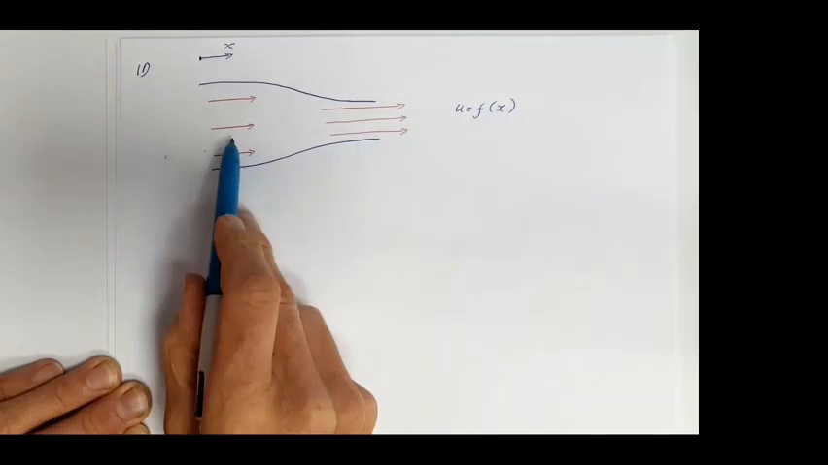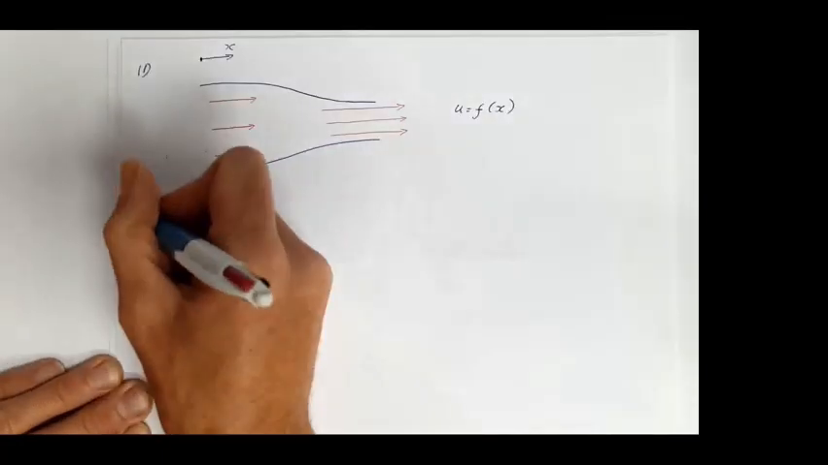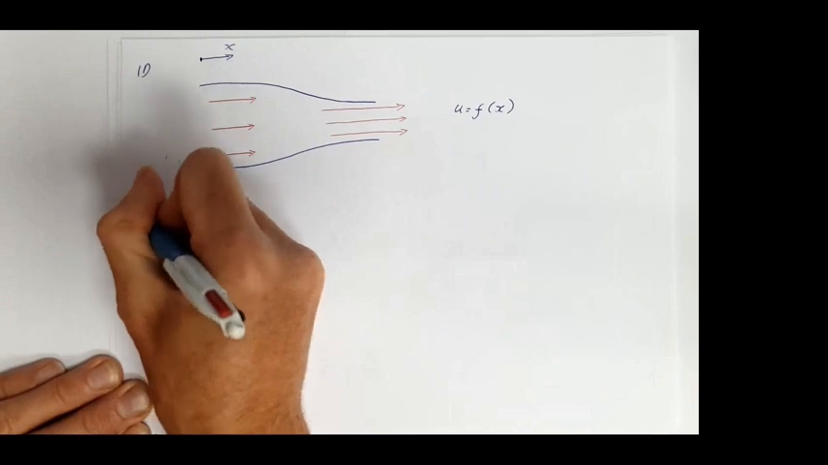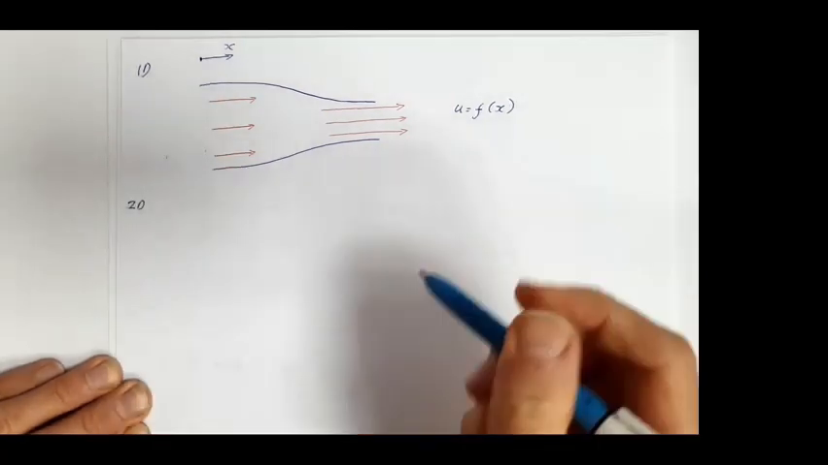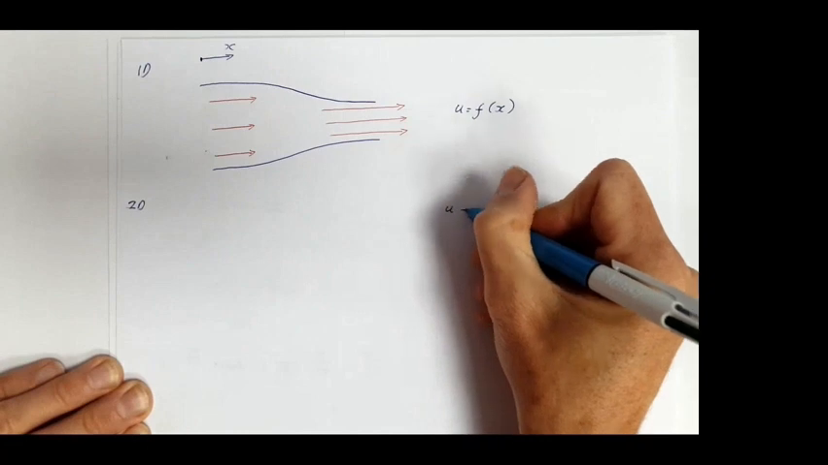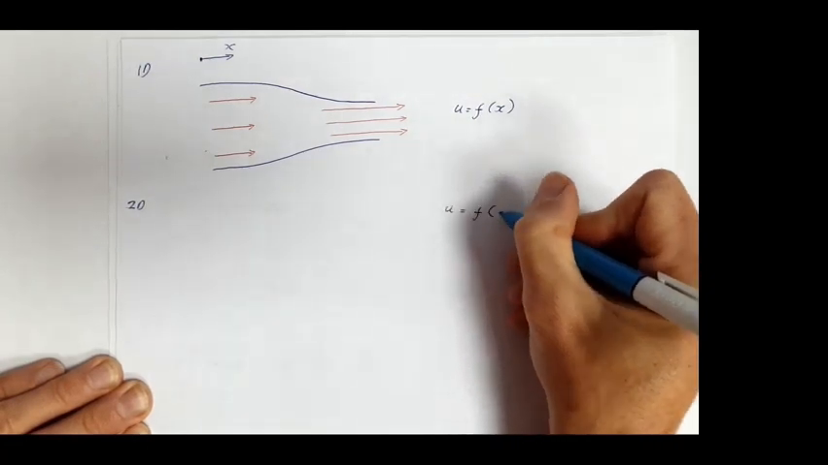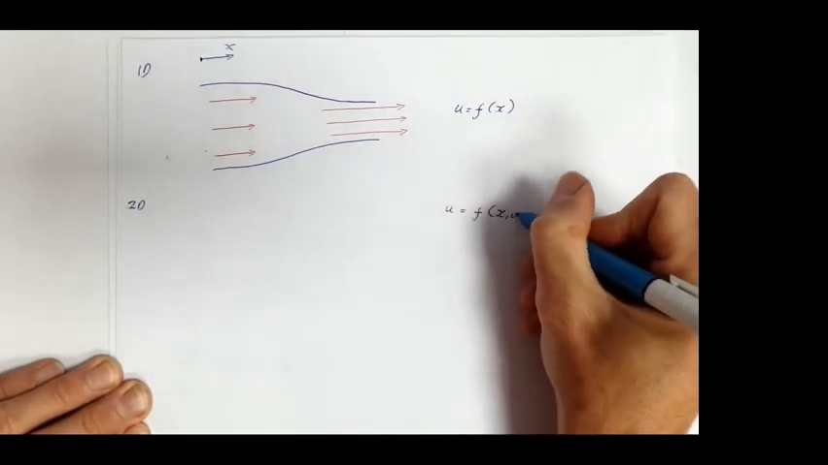u is a function of x. As x changes, u changes. Okay, so that's 1D flow. Now, 2D flow, u equals a function of x and y.